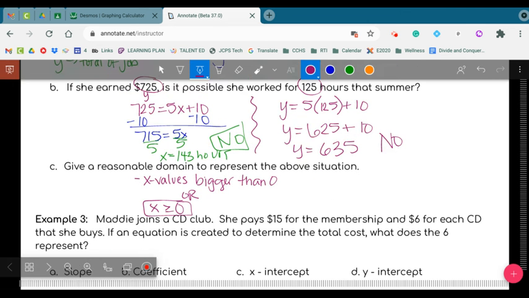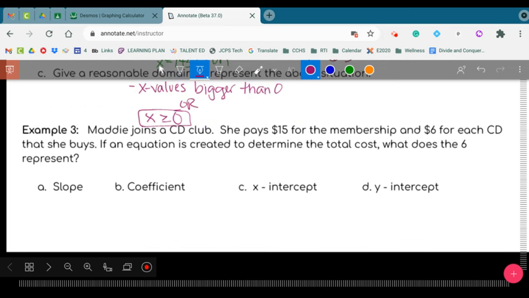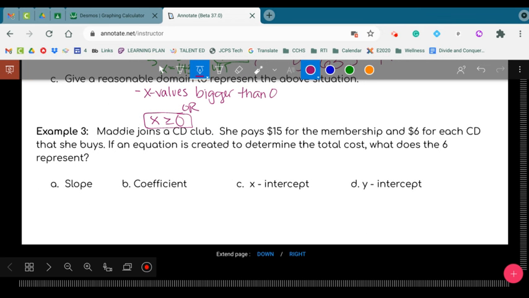Okay, let me know if you guys have any questions over any of that. We're going to move on to example 3. It says Maddie joins a CD club. She pays $15 for the membership and $6 for each CD that she buys. If this equation is created to determine the total cost, what does 6 represent?